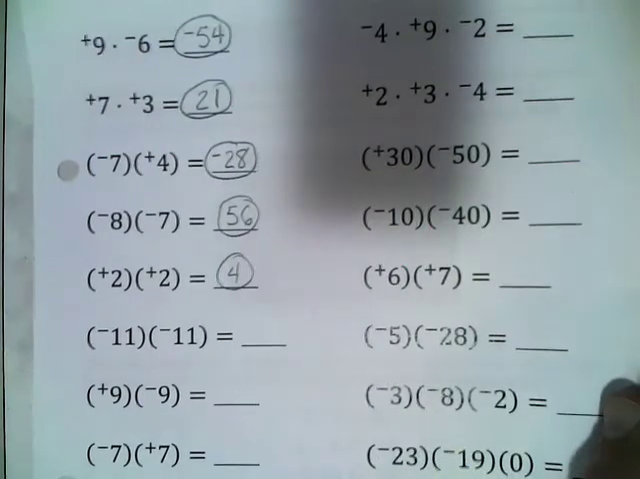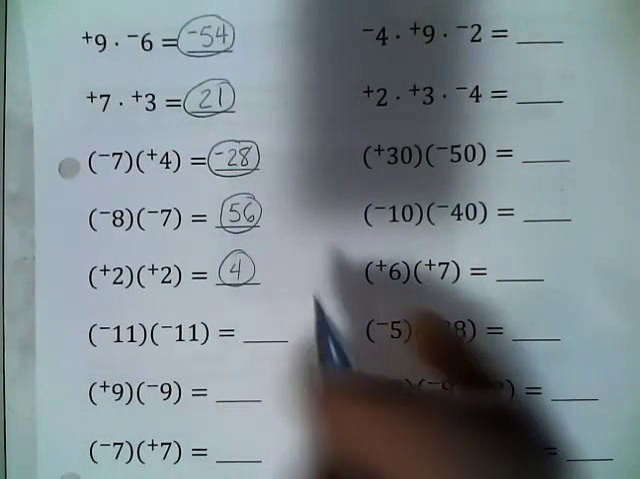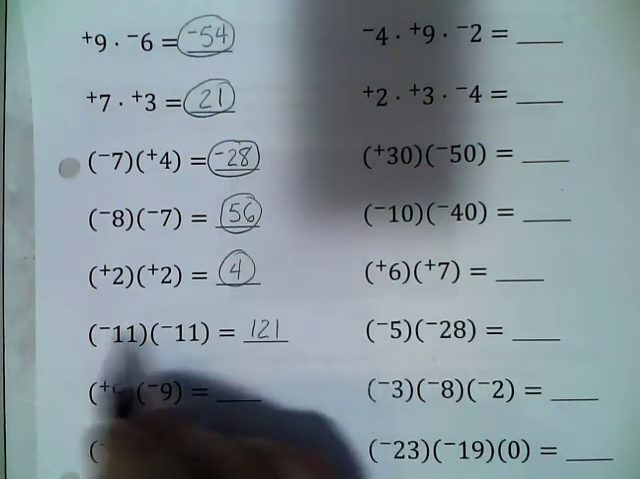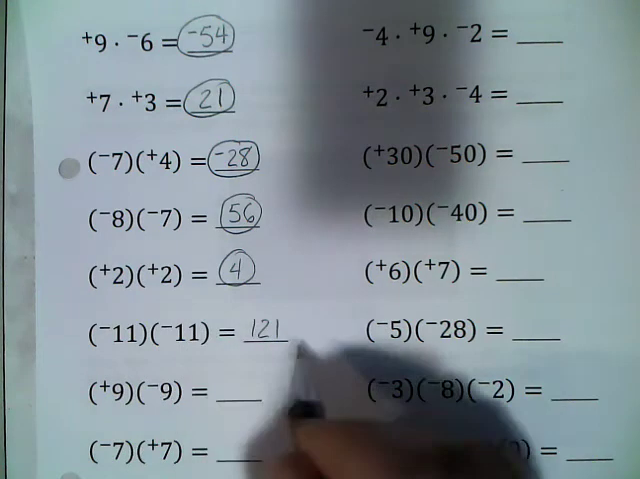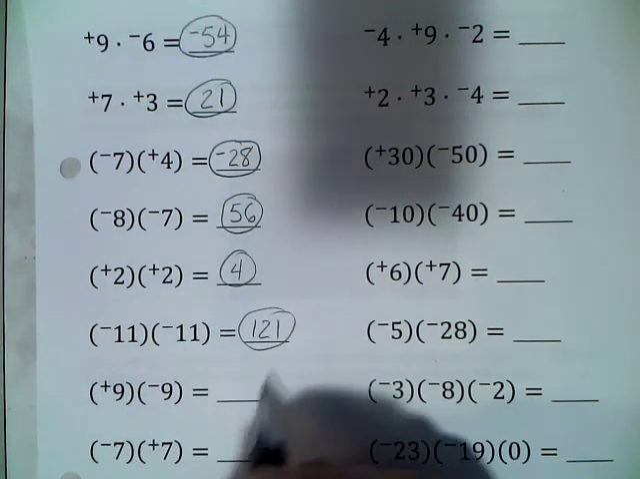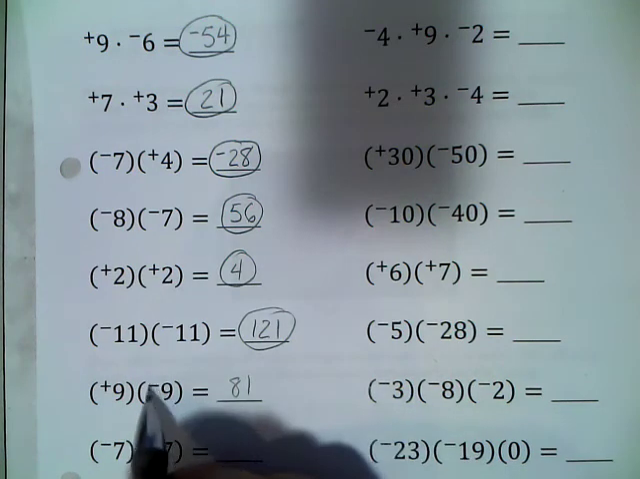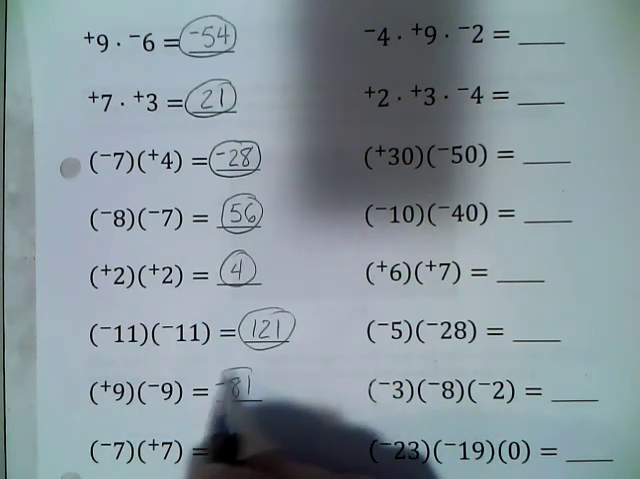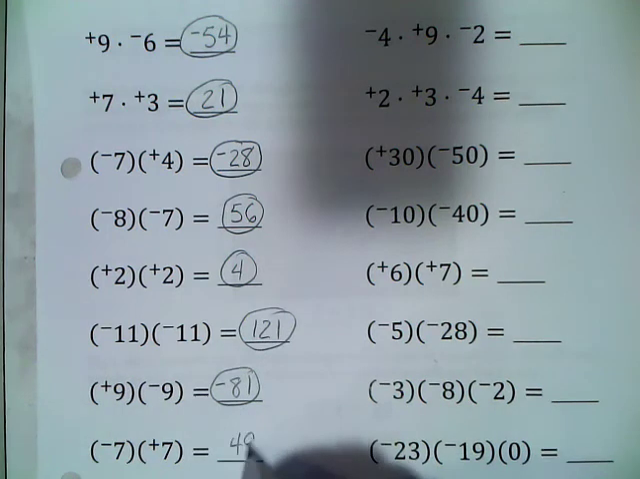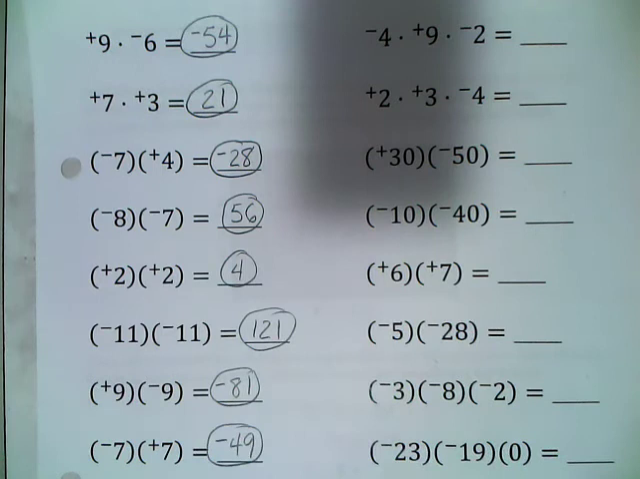11 times 11. This is one you may or may not have memorized. 121. But again, double negatives will cancel, so it'll be a positive 121. 9 times 9 is 81, with a single negative to tag along to the answer. 7 times 7 is 49, with a single negative to tag along to the answer.